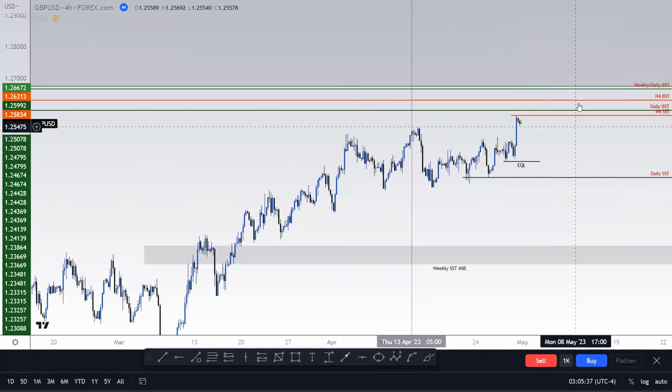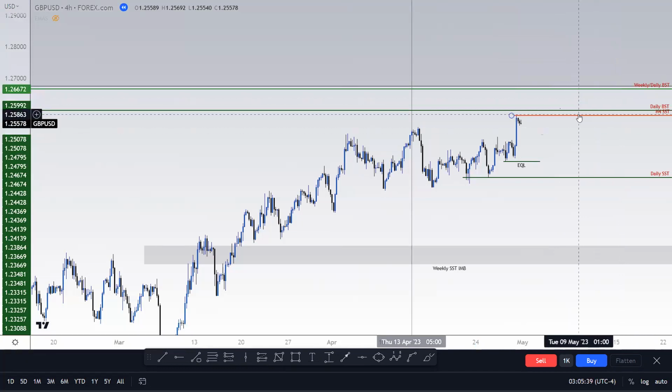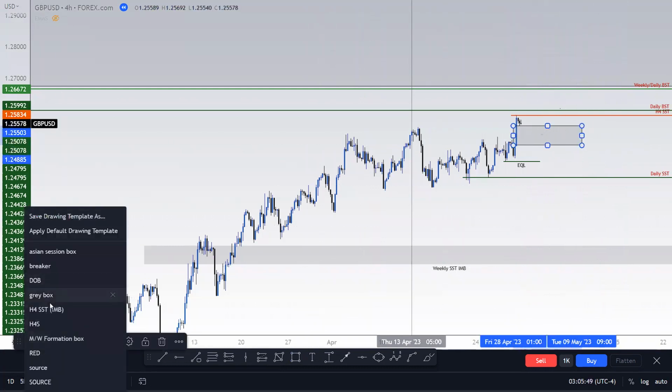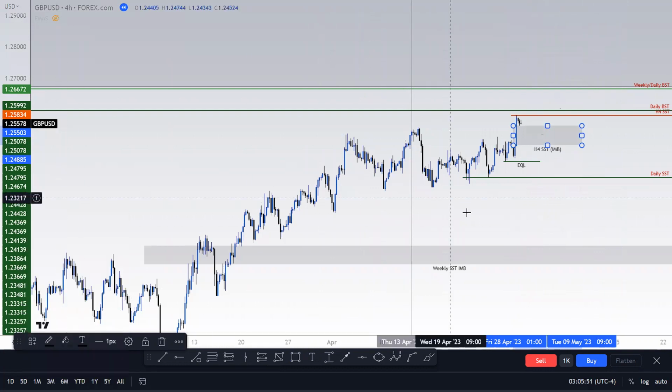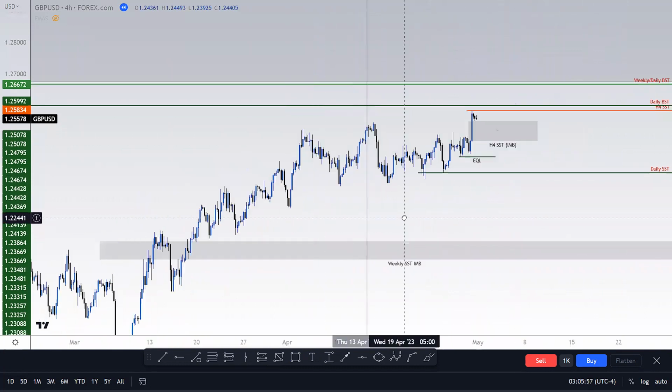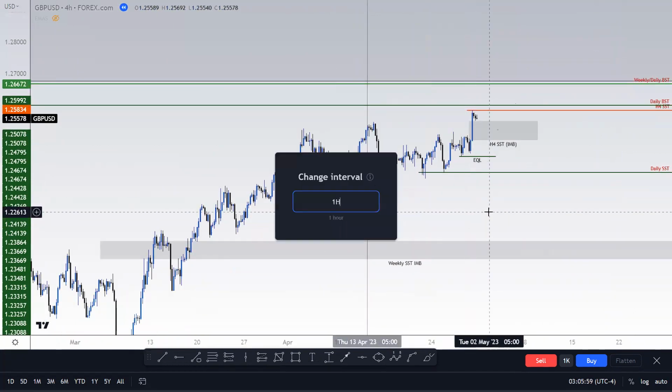I'm just going to get rid of this line. And the next draw on sell side liquidity on the 4-hour was this imbalance just before the start of the session. So just going to label it as such. Right, so now that that's that, just going to go over to the 1-hour time frame.